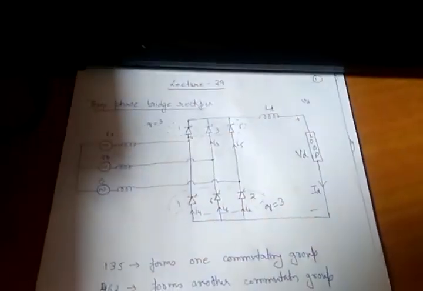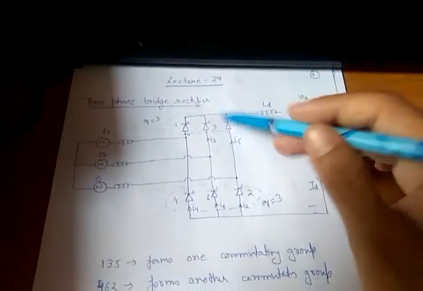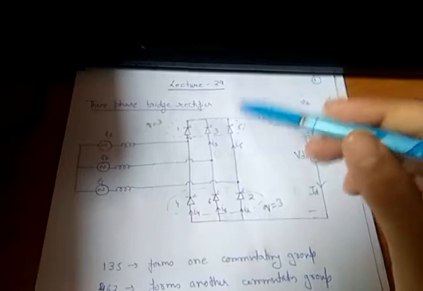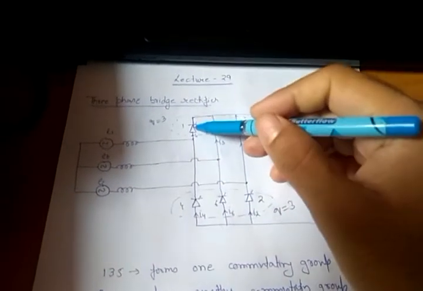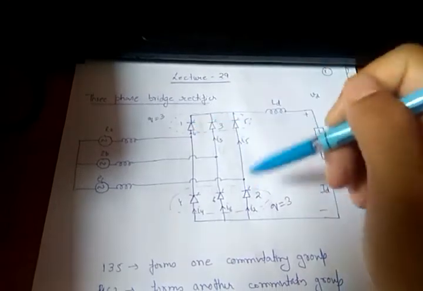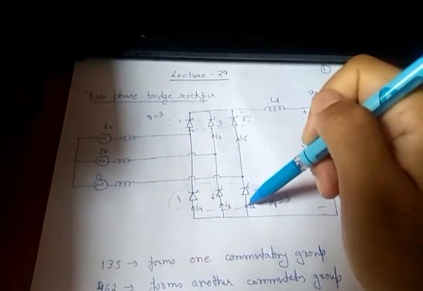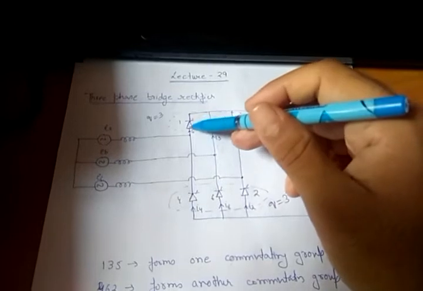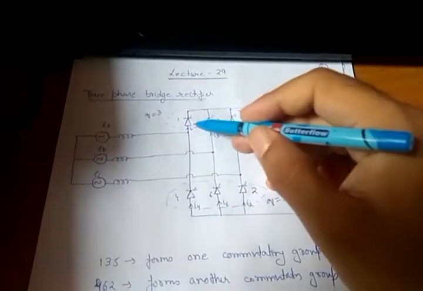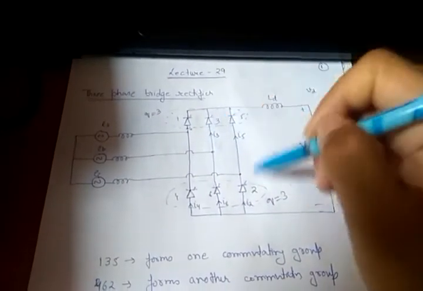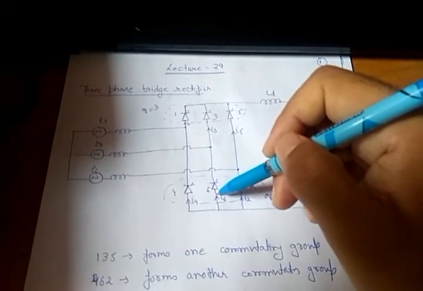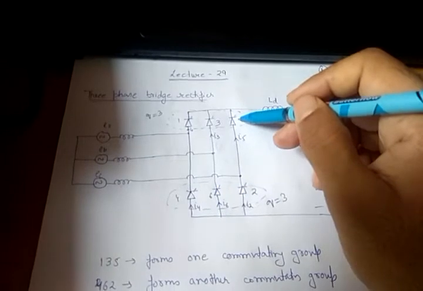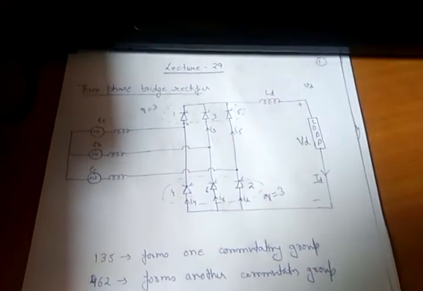Because out of 3 switches or 3 valves, only one valve is conducting, this is called a commutating group. This one will conduct at a time, and in the bottom, 2 will conduct. After some time, means after a 60-degree interval, 3 will conduct in the upper, and then 6 will conduct in the lower. Then 5 in the upper and 4 in the lower.